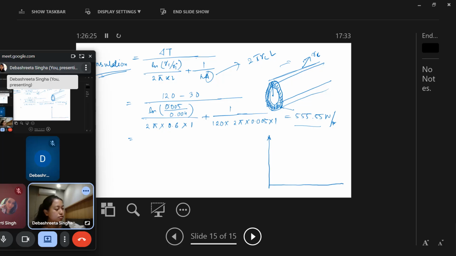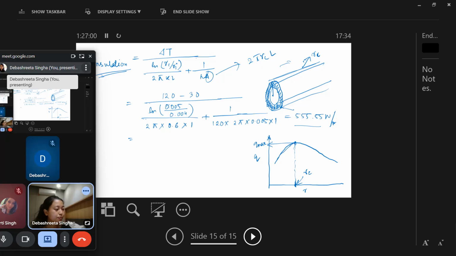This is Q, this is radius. So the graph for critical radius is somewhat like this. At this point the Q is max. The heat transfer is maximum at this point. So this is the point where R equals RC. So at critical radius it has this definition that the heat transfer is maximum.